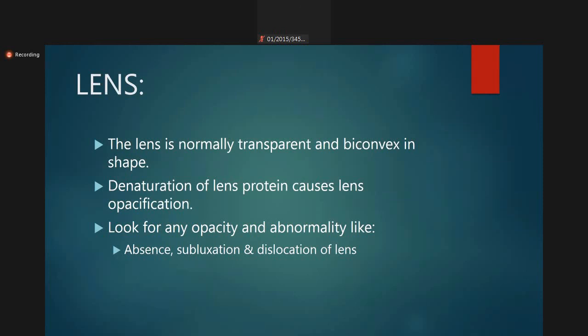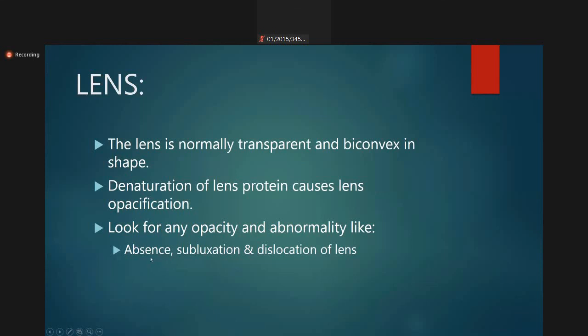transparency of the lens. When there is denaturation of the lens protein, it causes opacity. Opacity of the lens and or its capsule is known as cataract. So you have to look for any opacity in the lens and any abnormality like absence of the lens.